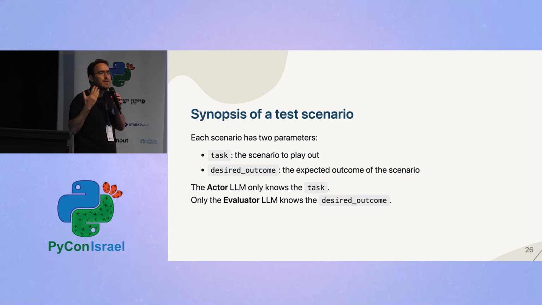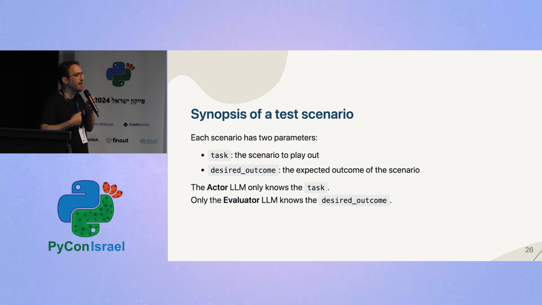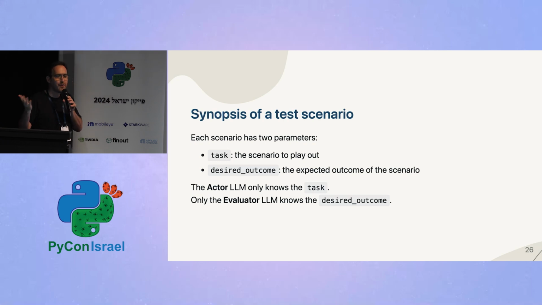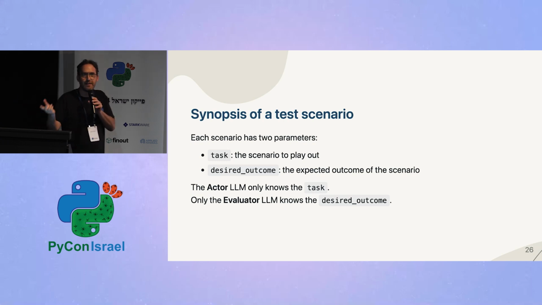What do we expect this conversation would result in? Do we expect it to result in a pizza being ordered? Do we expect the pizza not being ordered? And exactly the parameters of that pizza. So the actor only knows the task, and the evaluator LLM knows the task, but also knows the desired outcome.